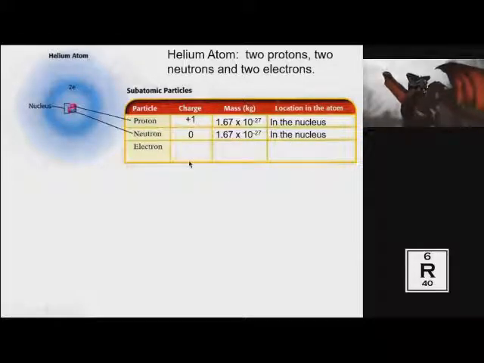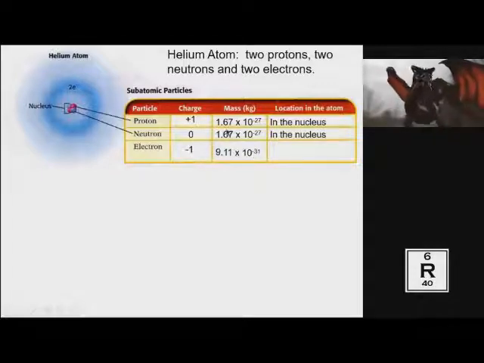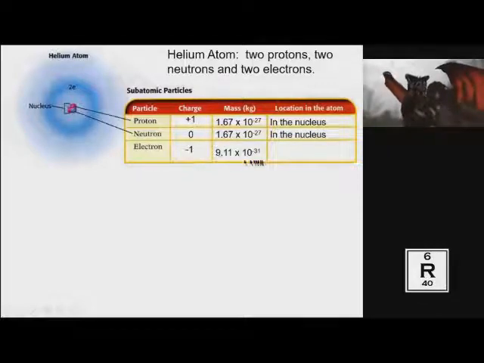Electrons have a negative charge, and you don't have to memorize these numbers here, but what I really want you to understand is that the mass of protons and neutrons compared to an electron is off by a magnitude of almost 4 zeros.